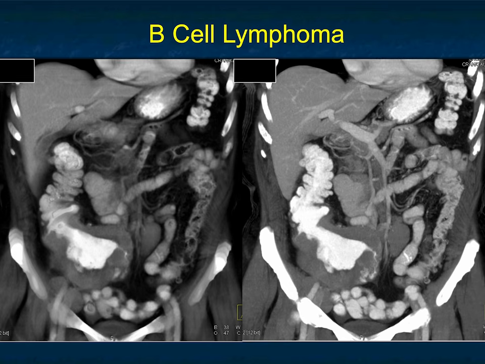And what was the diagnosis? This was B-cell lymphoma. A really nice example, bulky infiltration of the cecum, may involve the terminal ileum as well. A B-cell lymphoma is going to be your best diagnosis.